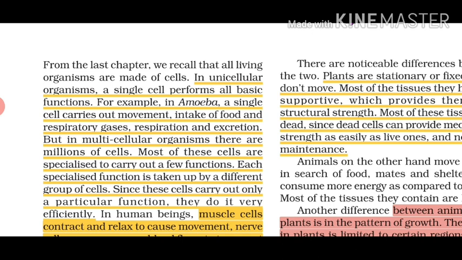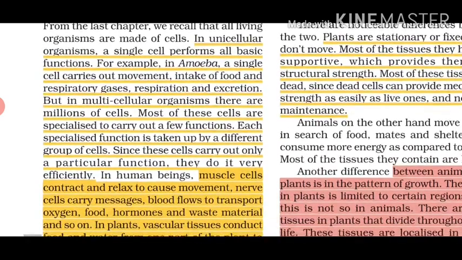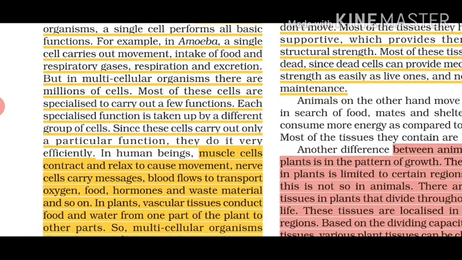But in a multicellular organism, as there are millions of cells, these cells are specialized to carry out a few functions. A group of cells performs a specialized function very efficiently. Example, muscle cells contract and relax for movement. Nerve cells carry messages. Blood flows to transport oxygen, food, hormones, waste material, etc. In plants, vascular tissues such as xylem and phloem conduct food and water from one part of the plant to other parts.